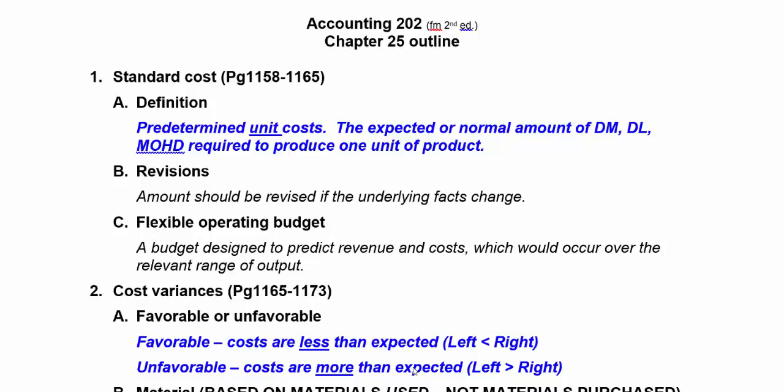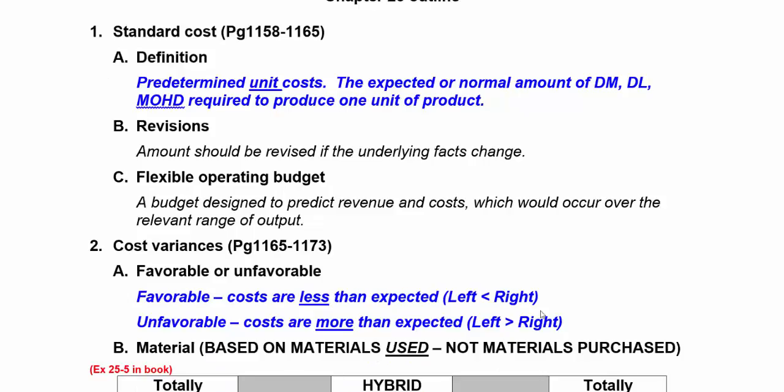So from the standpoint of our diagram we're going to use, amounts on the left are larger than amounts on the right. Now, there are two major kinds of cost variances that we can analyze. Those have to do with materials and labor, direct materials and direct labor. In this chapter, we'll use the simplified approach where the direct material price variance is based on the materials we used, not the materials we purchased.